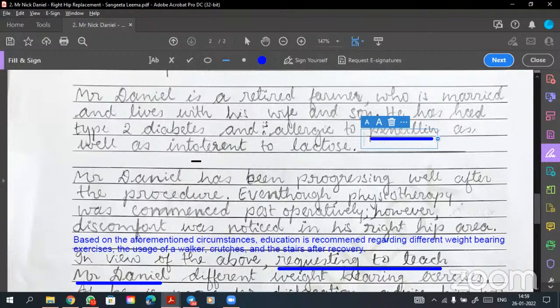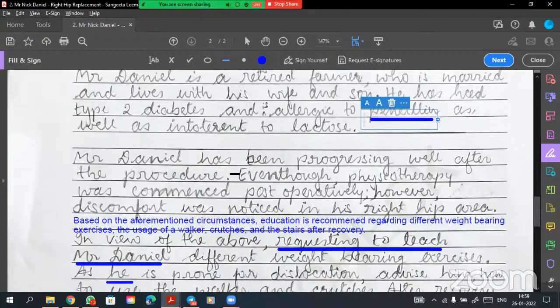Yeah, so you are thinking wisely. Okay, this only one letter, you cannot become perfect. In the future, you will slowly improve. Okay. Next one. Mr. Daniel has been progressing well after the procedure. Okay. Why Mr. Daniel again? I don't understand. The post-operative recovery.